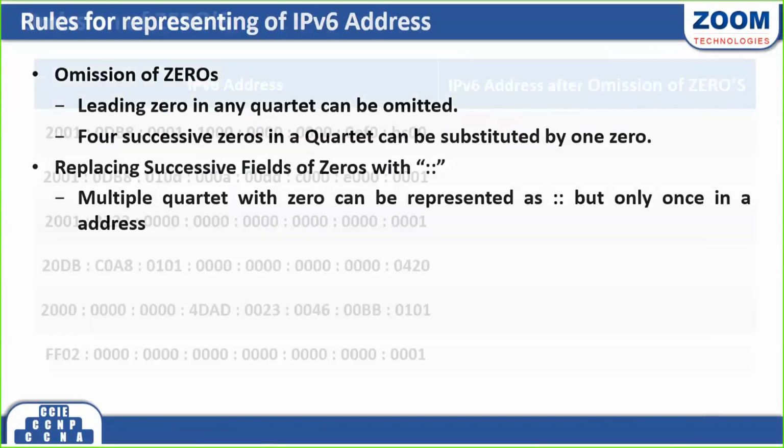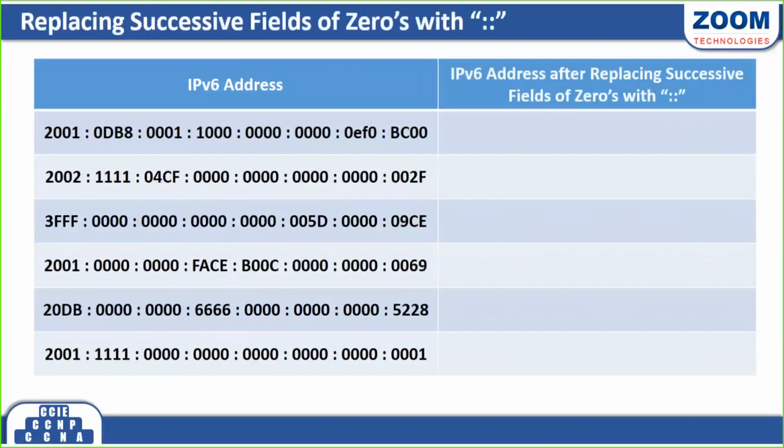Clear? Do one thing. Try to answer this, then you can get clear. First one. Represent 2001:0DB8:0001:0DB8:0001:0000:0000:1000, and so on.